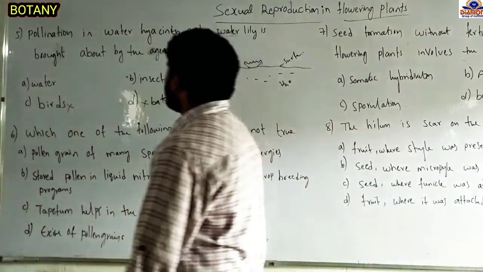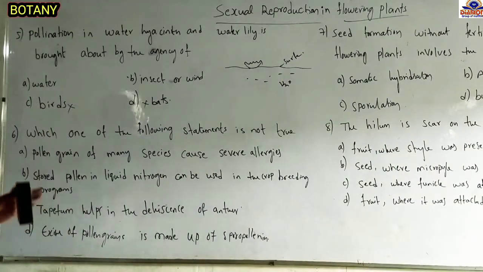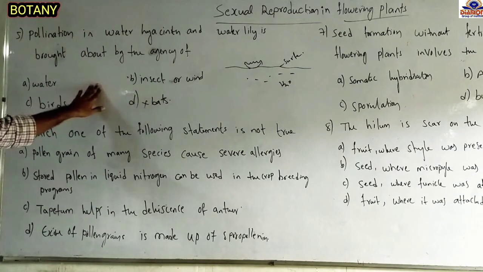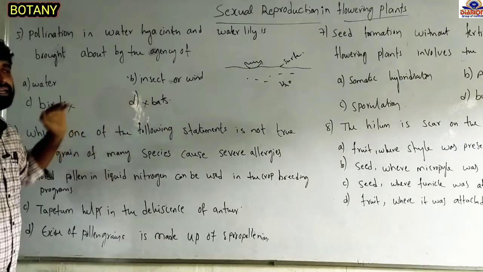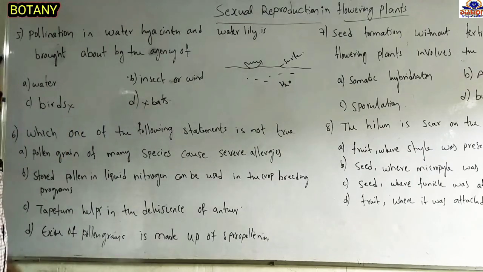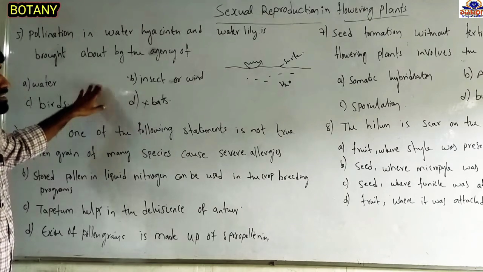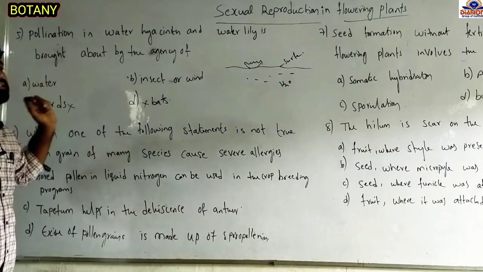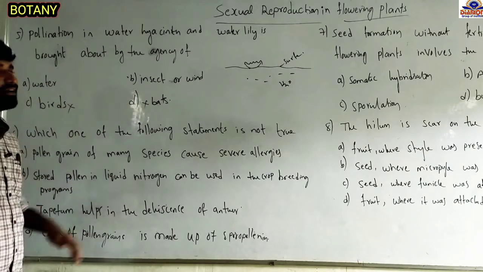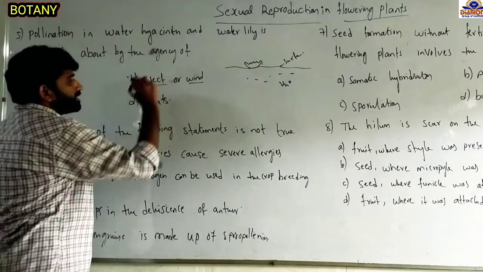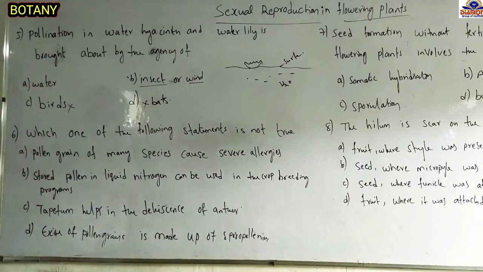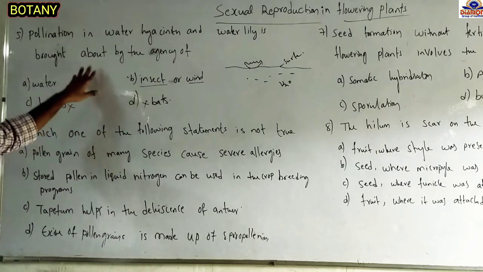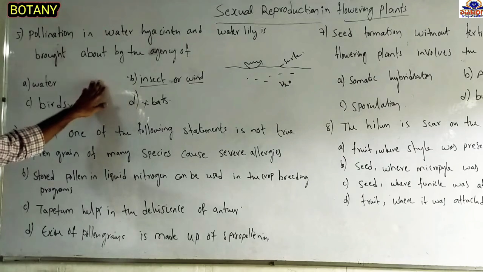Water hyacinth and water lily are hydrophytic plants. In some hydrophytic plants, such as the water lily and water hyacinth, water cannot act as a pollinating agent. Instead of water, either insects or wind can act as a pollinating agent. That is the exception for these hydrophytes, which perform pollination through insects or wind.